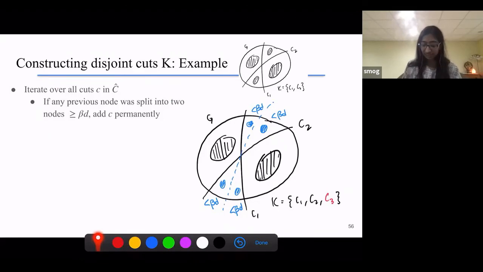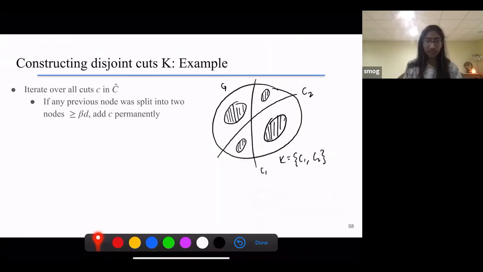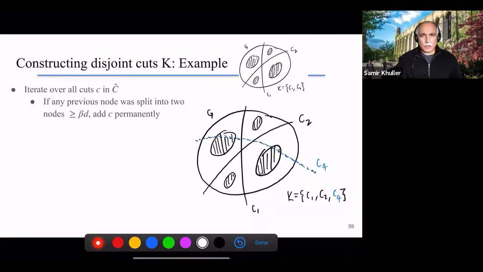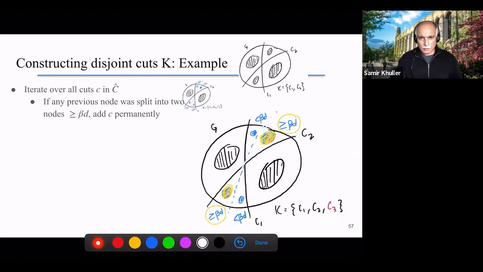Now what if instead of all of them being less than beta D, actually 2 of them were of size greater than beta D? But remember, we're going to ask each previous supernode, hey, were you split into 2 supernodes of size greater than beta D? And both of these previous supernodes are going to say no, because that criteria was not met. So in the end, we're not going to add our cut C3 to the graph. Okay, so C3 is gone. Now let's move on to some cut C4. So C3 was the blue line that you showed, right? Yes, C3 was. Okay.